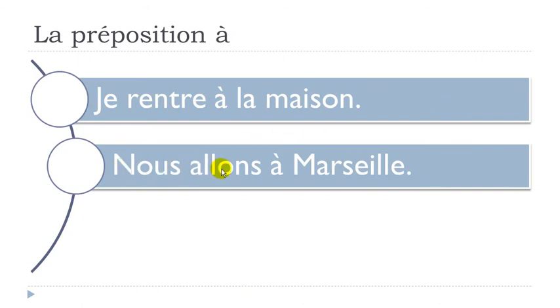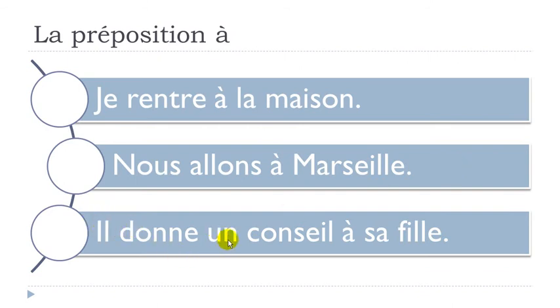Second thing, nous allons, aller is to go, à Marseille. Nous allons à Marseille. So we go to, and in that case you should use this préposition à. Then, il donne un conseil. Donner is to give, un conseil, an advice. So he gives an advice à sa fille, to his daughter. In that case you should also use this préposition à. So, je rentre à la maison, nous allons à Marseille, il donne un conseil à sa fille.